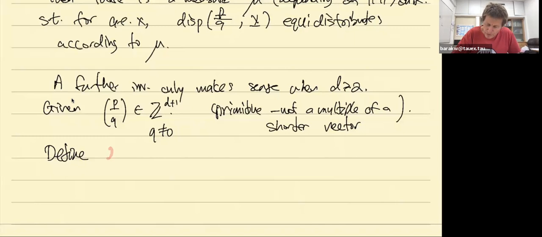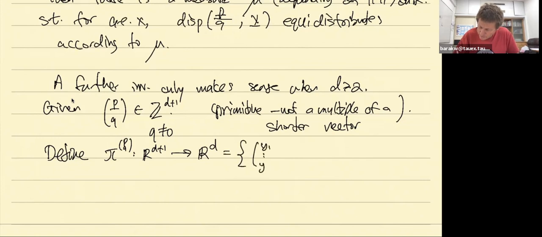I'm going to define a projection pi of PQ, and this is a projection from D plus one dimensional space to D-dimensional space, where I think of this D-dimensional space as just being the last coordinate zero. So it's the coordinate plane that's spanned by the first D standard basis vectors. And this is the projection with that image and with kernel spanned by the vector.